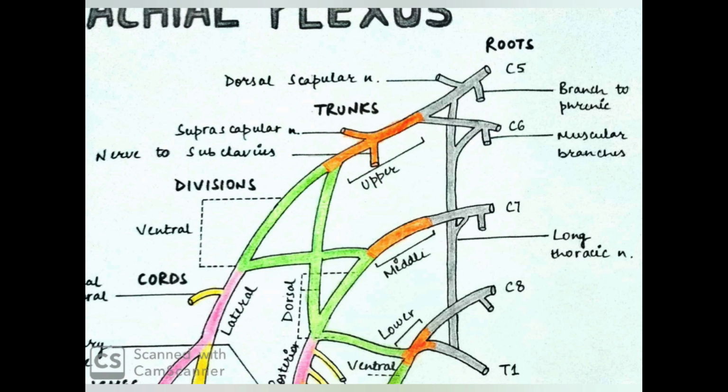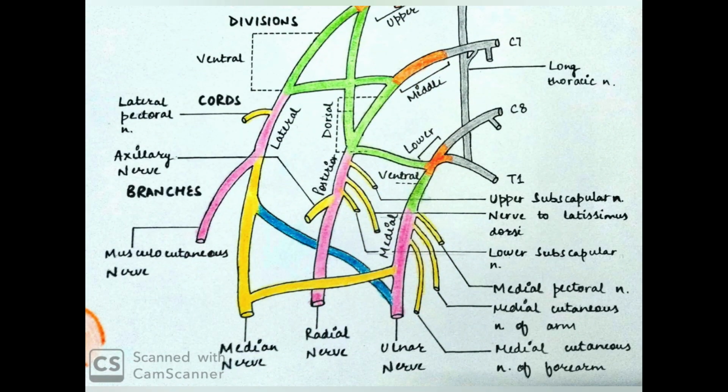These roots merge to form the trunks. As you can see in the orange colored portion, there are 3 trunks: the upper trunk, middle trunk and the lower trunk. The upper trunk is formed by the joining of C5 and C6, and the root C7 forms a middle trunk, and roots C8 and T1 join to form the lower trunk. Now see the trunk region, which is green.